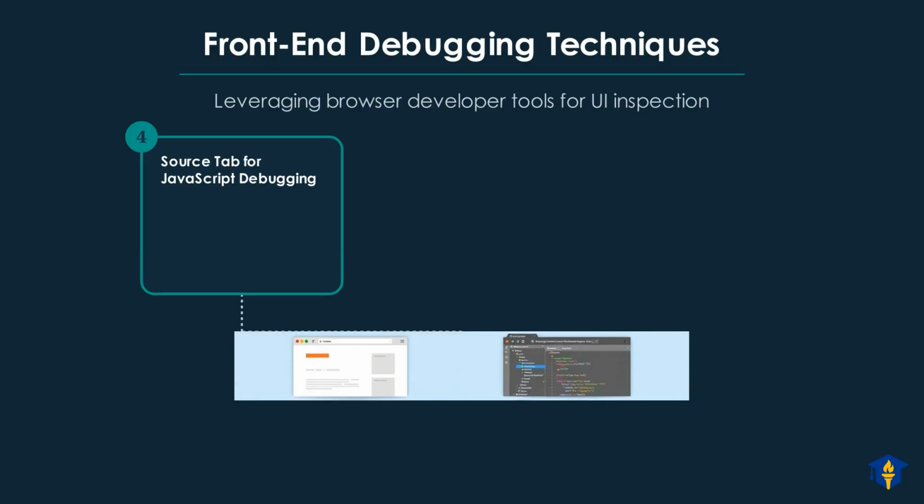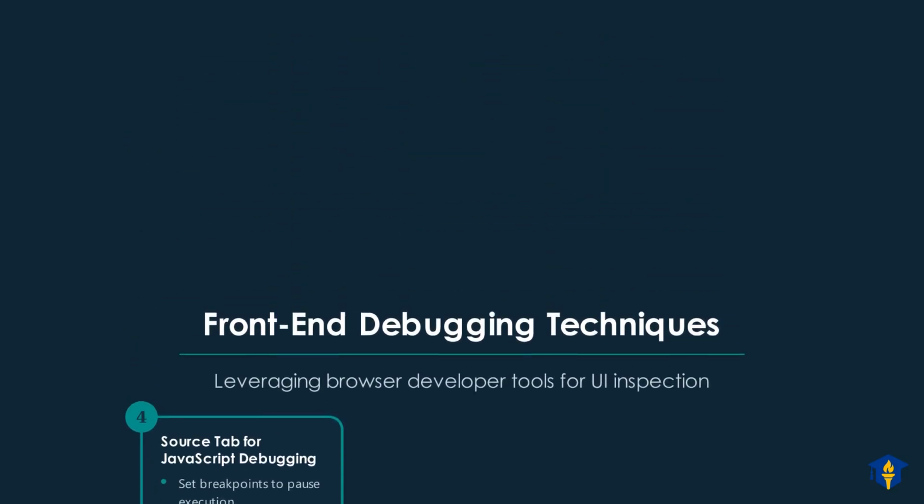For in-depth code analysis, the Sources tab for JavaScript debugging is extremely powerful. Here, you can set breakpoints to pause execution at specific lines, allowing detailed inspection. Step through code line by line to inspect variables and understand the program's flow at any point.